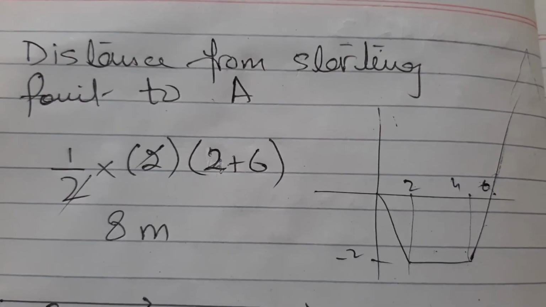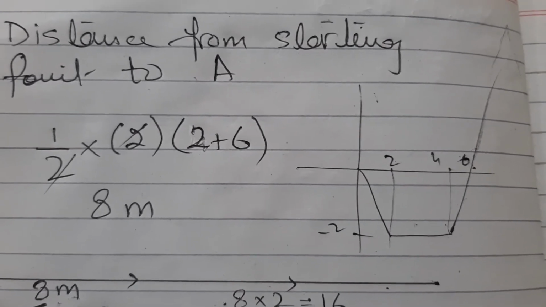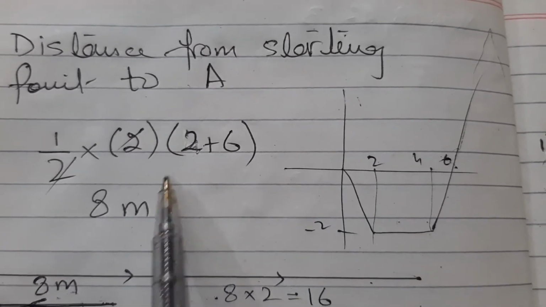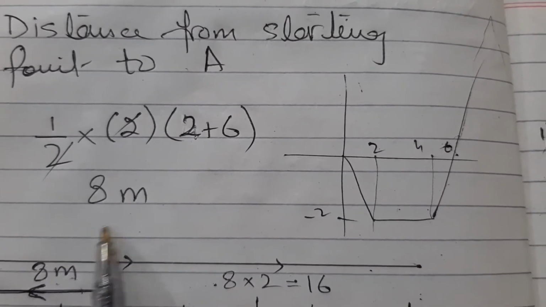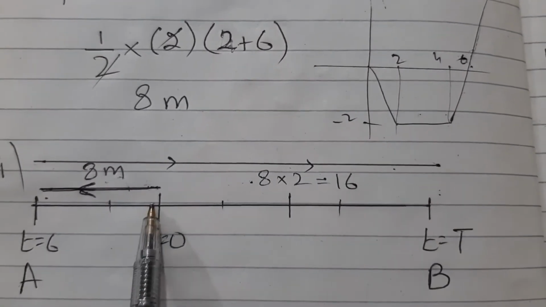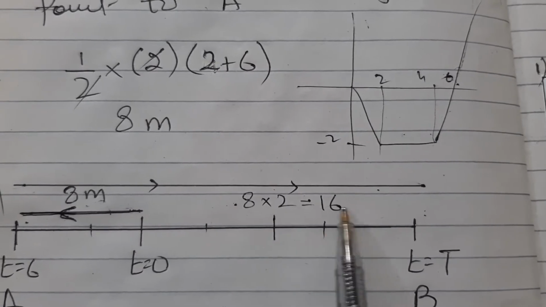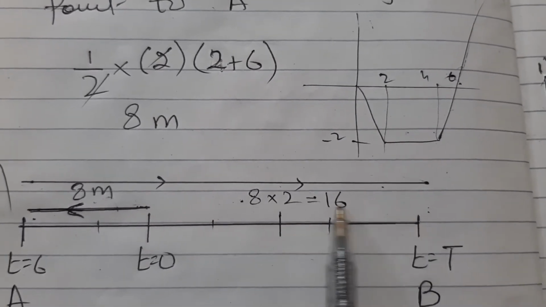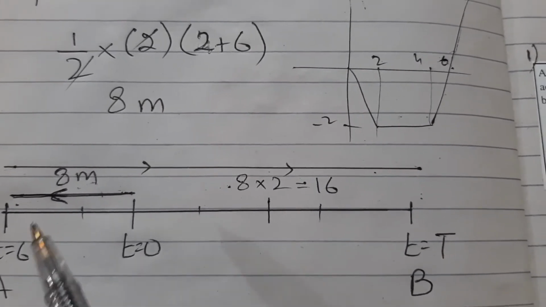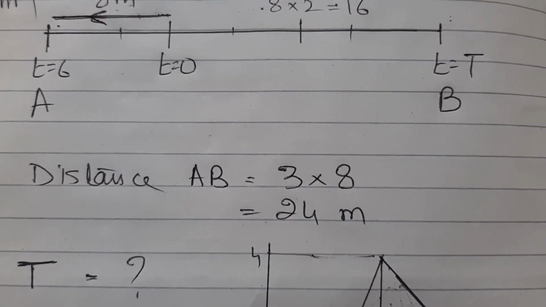So let's see. The distance from the starting point to A. I told you it's a trapezium. I have shown here the formula, half into height into sum of parallel sides, and it is 8 meters, right? So this distance is 8 meters and this is 2 times more this portion. So it is 16. So this whole thing is 16 plus 8, which is 24, or you can do straight away 8 times 3. So the total distance is 24 meters.